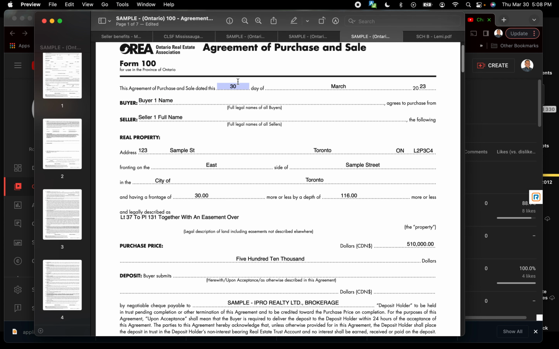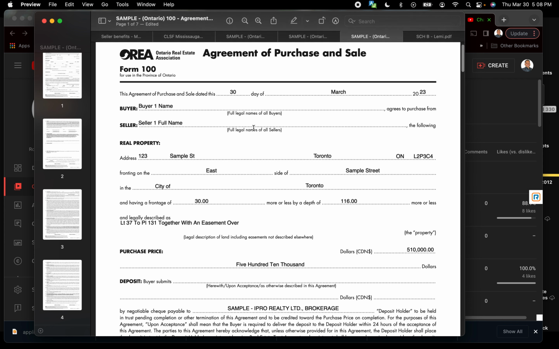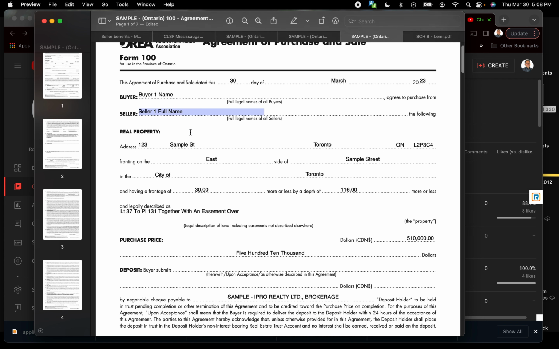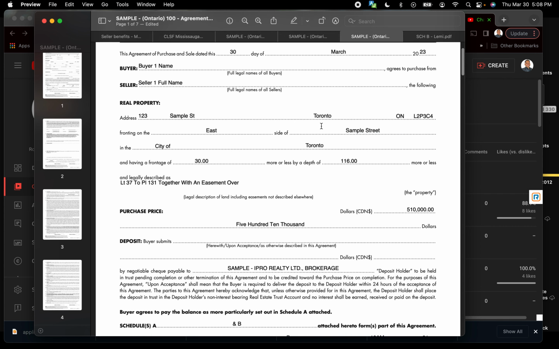As you can see here, this is the date in which we're going to put the offer in. This would usually be today's date or a date afterwards, like a day after, depending on when you're listening to this. In this case, if I'm representing the buyer, the buyer's name is going to be here, and this is the seller of the property. This is where the address of the property is: 123 Sample Street, Toronto.